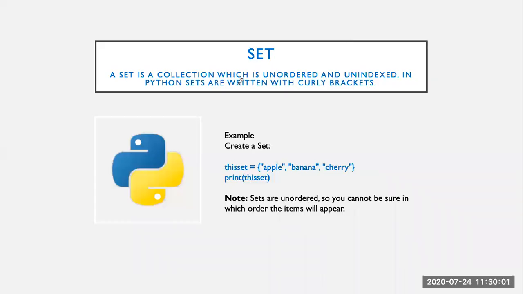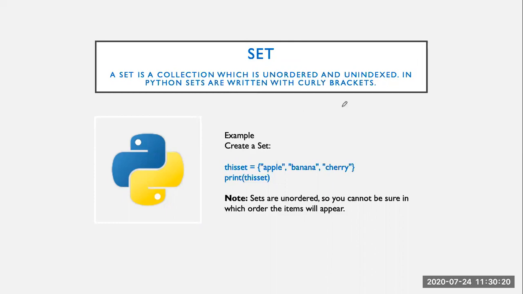Okay, now let's discuss sets. Sets are also a collection which is unordered and unindexed. So what is the difference? This is unordered and unindexed. Okay, we have discussed that lists and tuples are indexed. The sets are not indexed and they are unordered.